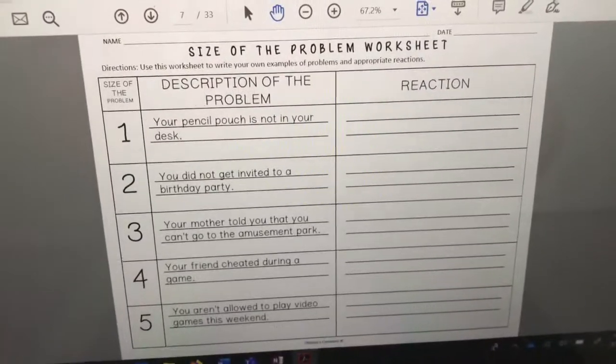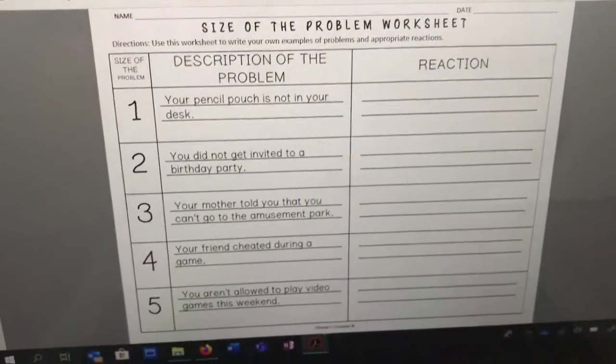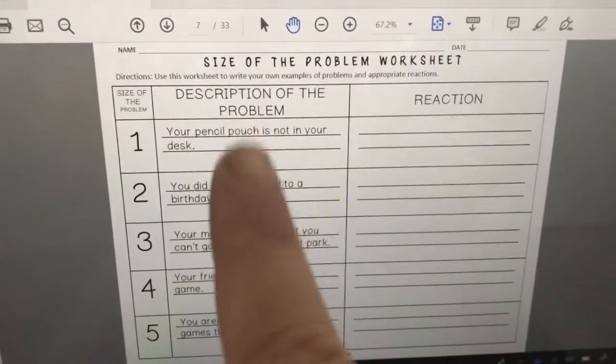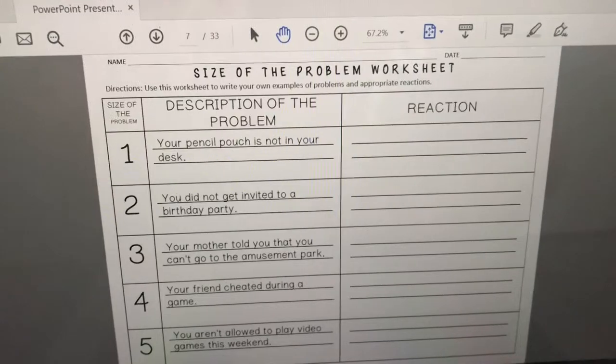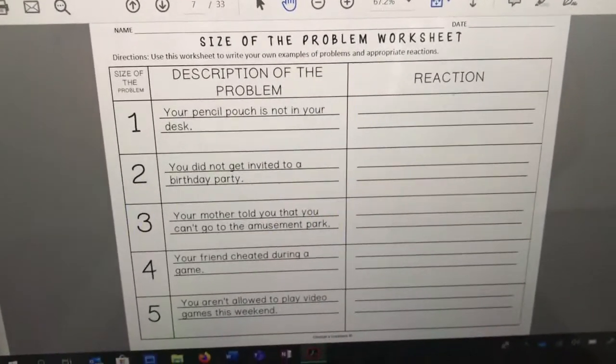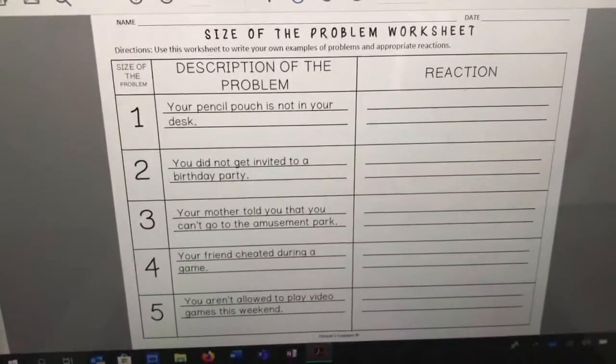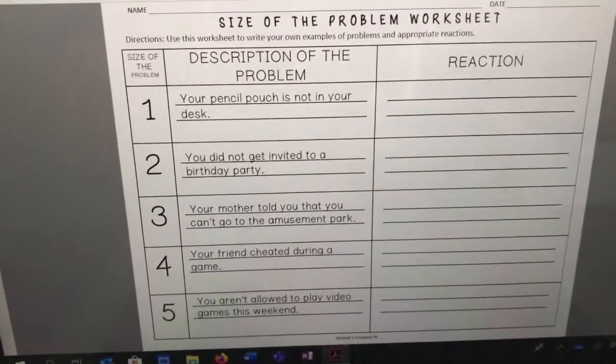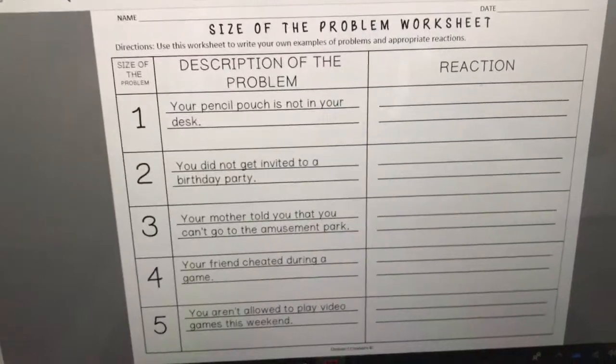So we're going to do page 7 together in the activity document that I sent you guys. I'm going to read the problems that are on the left right here, and you're going to pause the video and think of reactions together. Then press play on the video to see if your reaction matches my reaction to the problem. All right, here we go.